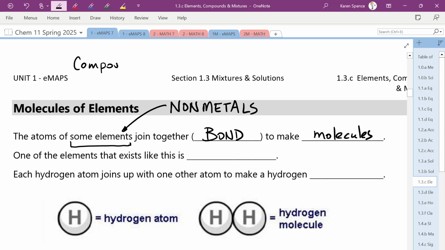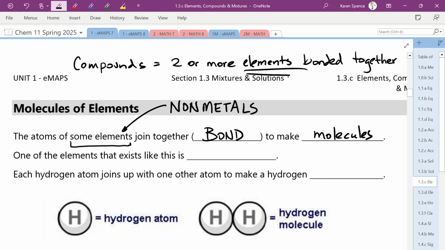Compounds are two or more elements bonded. Whoops, I cannot spell. Bonded with a T. What is wrong with me? Bonded together. How is that different from a molecule? Because molecules have to be nonmetals.